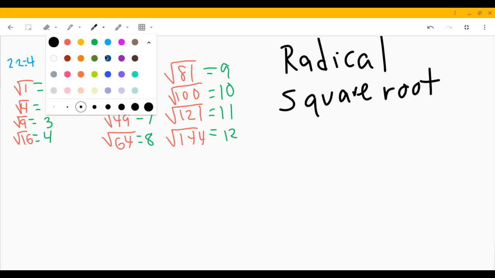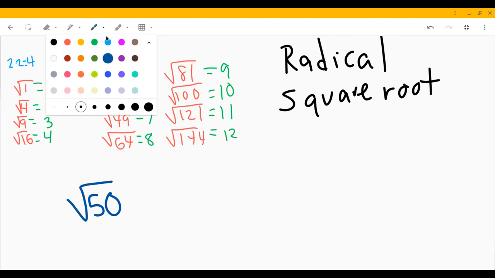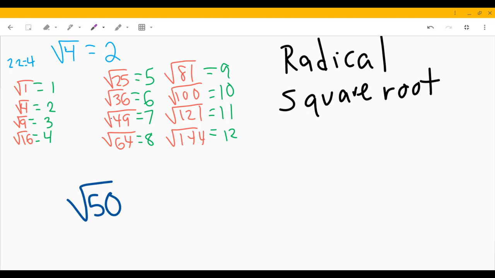But what happens if we have, let's say, the square root of 50? Well, what number multiplied by itself gives us 50? I'm looking through all the numbers in my head right now, and there's no number multiplied by itself that gives us 50. We know 7 times 7 gives us 49, and we know 8 times 8 gives us 64. So I know that radical 50 is going to be some number in between this space here.